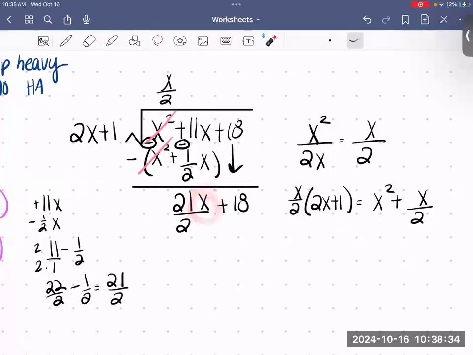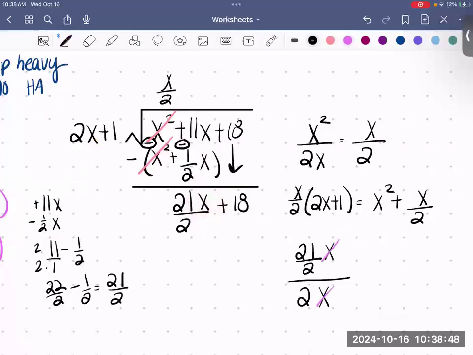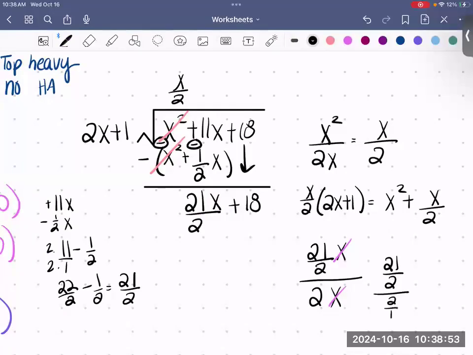We can keep dividing until this x value is smaller than the one that we are dividing by. So we get 21 over 2x divided by 2x. So the x values are going to cancel here. That's nice. So now we're just looking at 21 over 2 divided by 2, or 2 over 1 if you prefer, and then we can do keep, change, flip. So 21 over 4 is your response. This is what's going to come up over here, a positive 21 over 4.